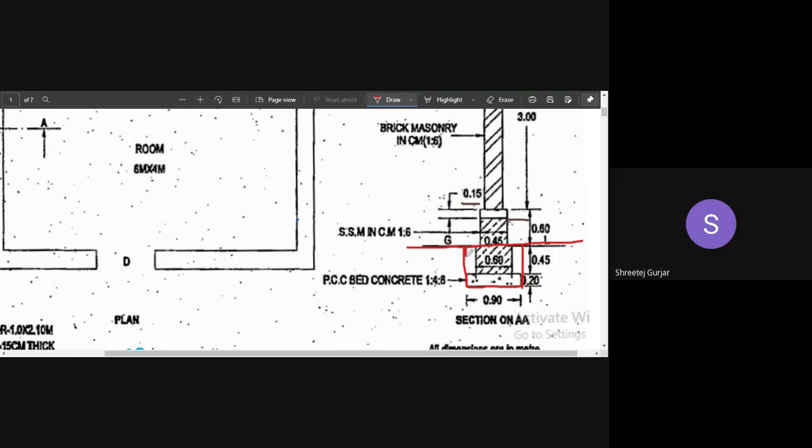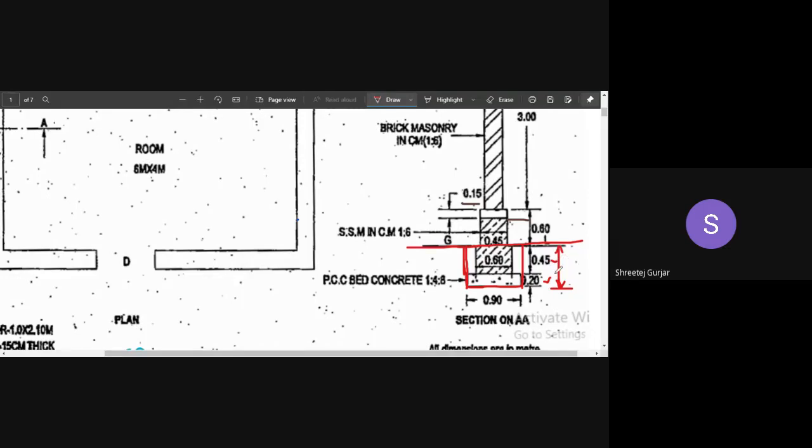So exactly I will excavate 0.9. And what is the depth that I will excavate? The depth is up to my foundation level. Calculate the depth: it is 0.2 plus 0.45. 0.2 is the thickness of my PCC bed, and 0.45 is the first step of the stone masonry. This is still the ground level, so this is the height. It is 0.65.